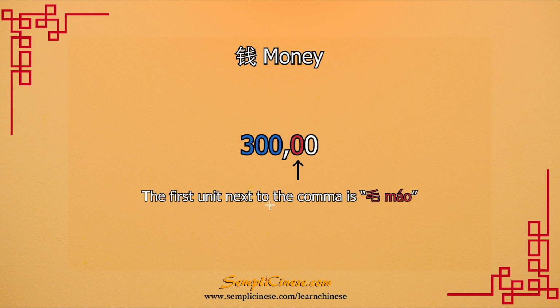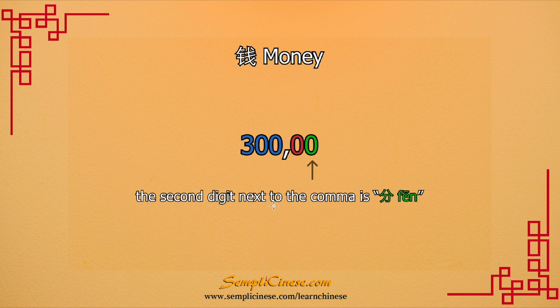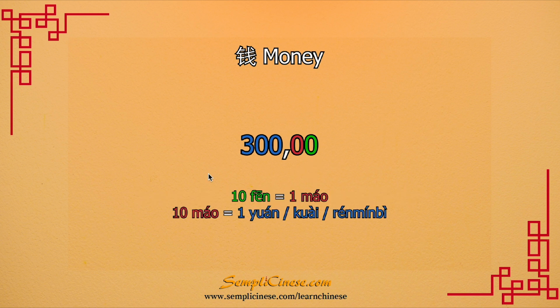The first unit next to the comma is mao. So this is our mao. Let's see how to read it. And the second digit next to the comma is fen. This is our fen. 10 fen equal to 1 mao. And 10 mao, so 10 of these, equal to 1 yuan or 1 kuai or 1 renminbi.